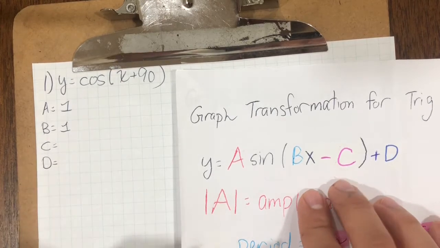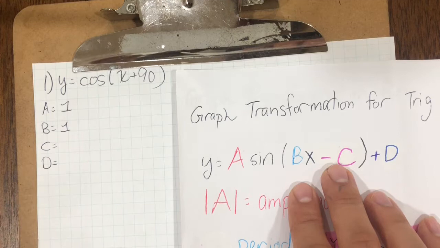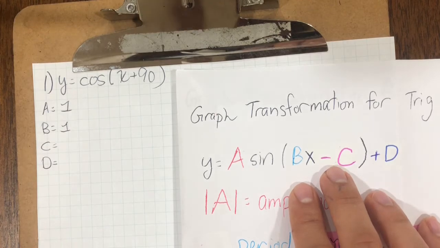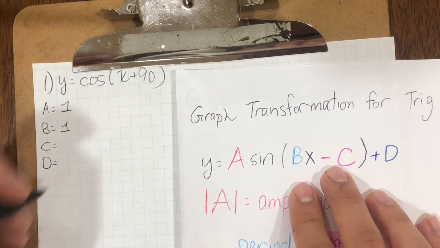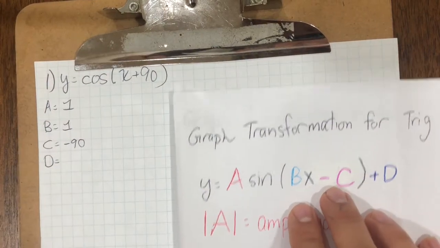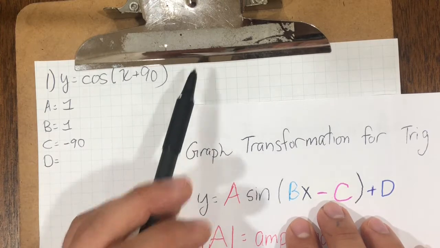But originally this was a negative, and we went from a negative to a positive. The only way that can happen is if the 90 was also a negative, because double negatives make a positive. So C is going to be negative 90. And then D, there is no number being added or subtracted to the whole trig function, nor is it outside of the parentheses.